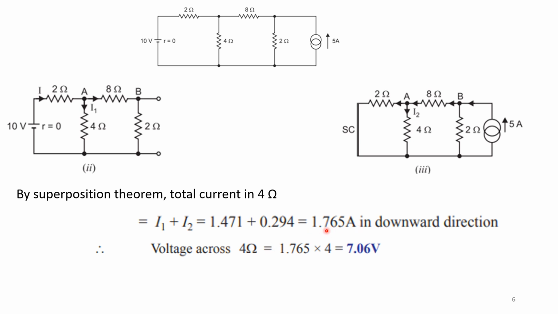So if I know this current, I1 plus I2, I can find the voltage across the 4 ohm resistor, which is I into R. So the I value is 1.765 and R is 4 ohm, which is equal to 7.06 volts.